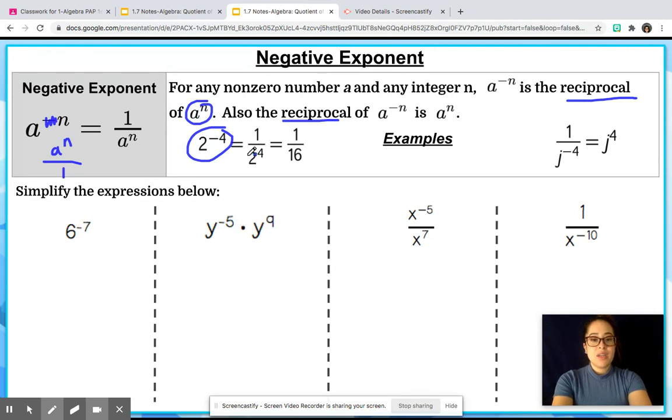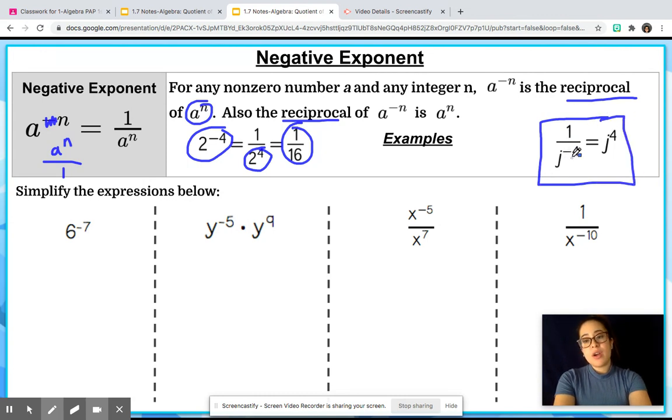And the last step is to simplify this denominator. 2 raised to the 4 is equivalent to 16. Now this next one is the opposite. It starts off as a fraction with the denominator of j raised to the negative 4. So this little set of directions tells me to do the opposite of what I see. The opposite is to no longer have it as a fraction, but as a regular expression that's not in fraction form. So that's how we get j to the 4.